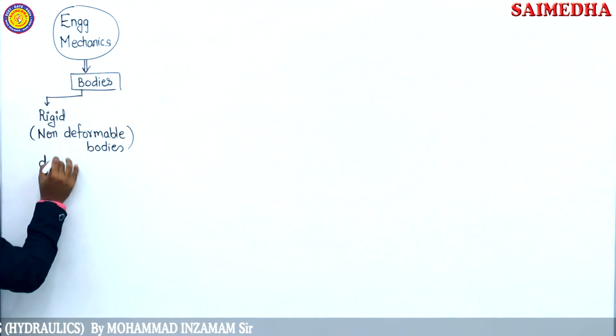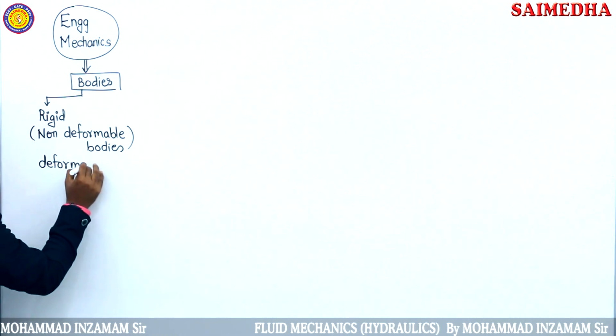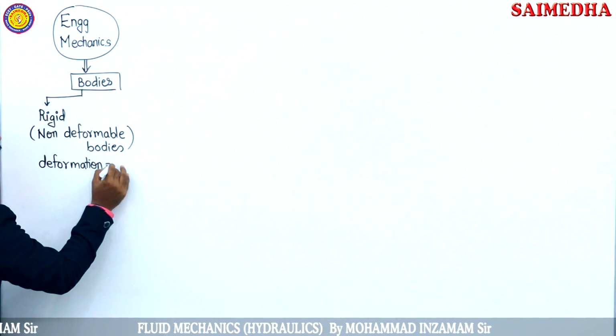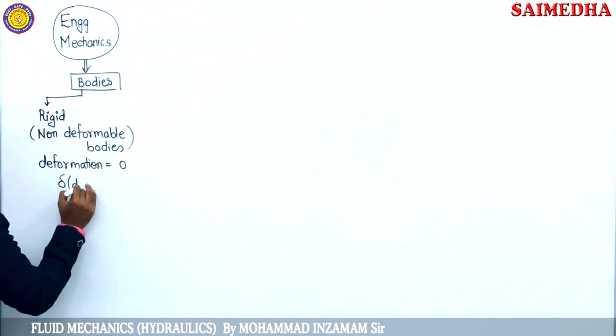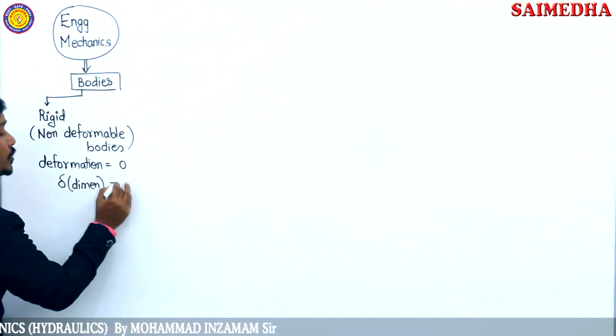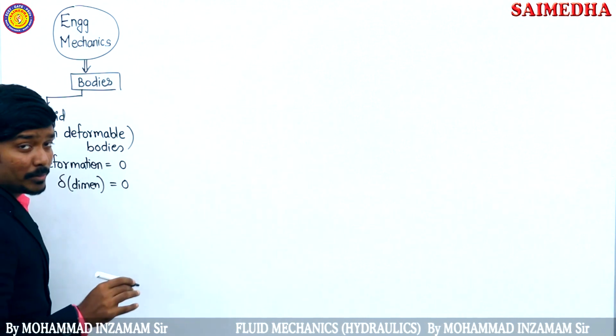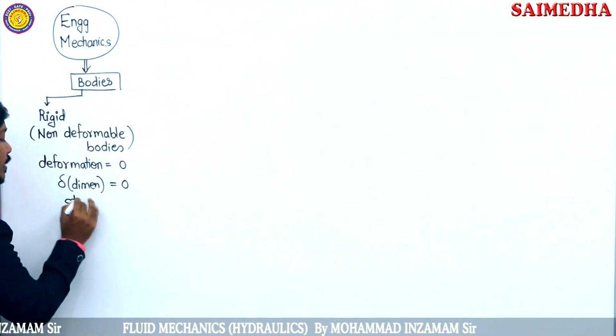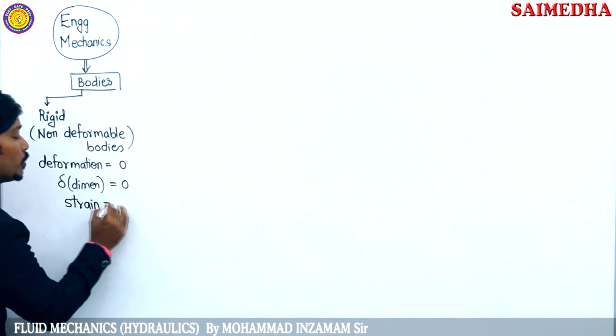What is the meaning of deformation? Change in dimension. So deformation is equal to what? 0. Change in dimension is equal to what, guys? 0. Change in dimension by original dimension is called strain. So what is the value for the strain? Strain is equal to what?